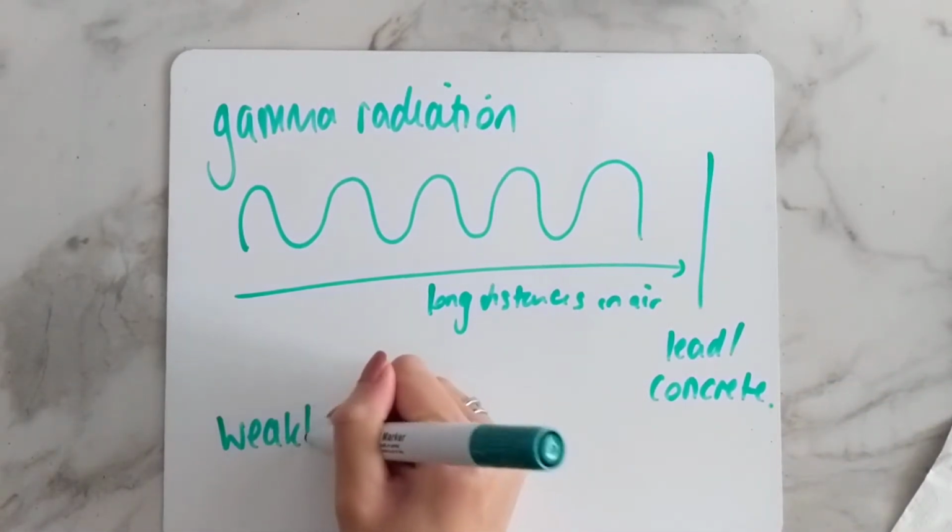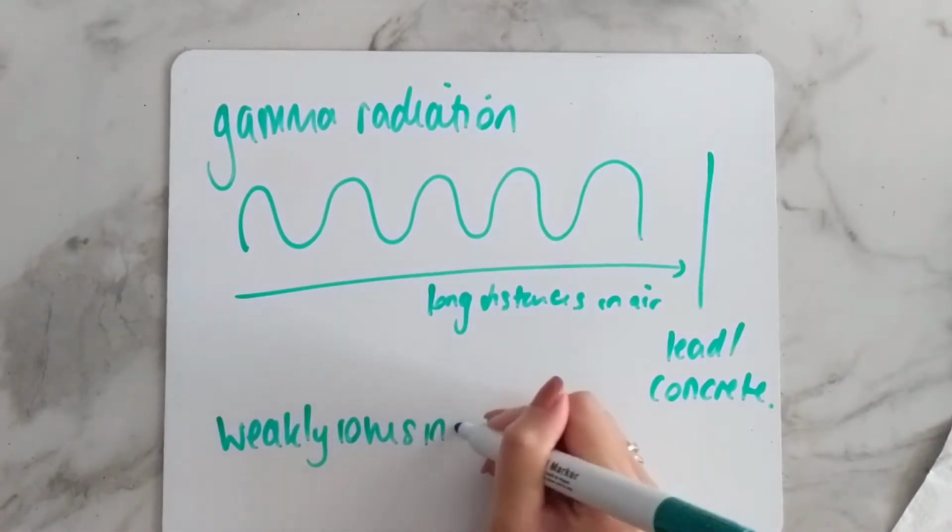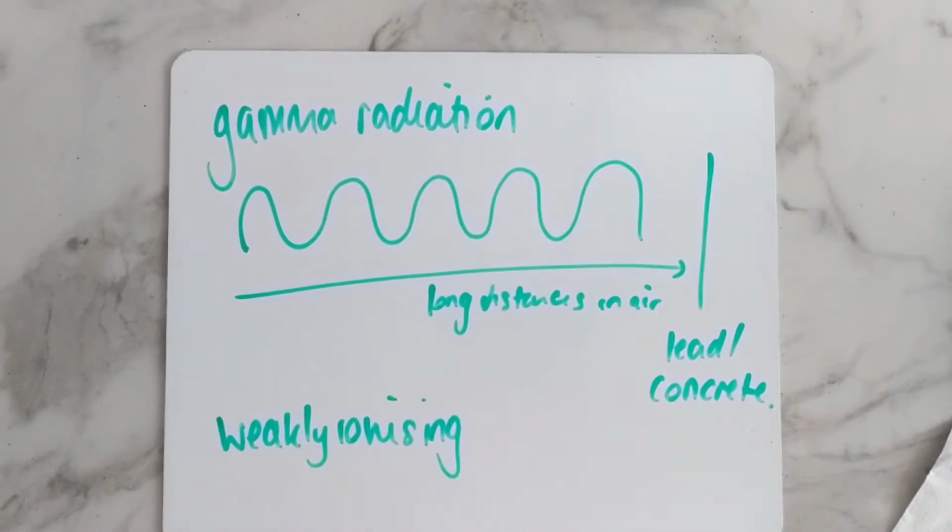Gamma radiation is weakly ionizing. So out of the three, alpha's the strongest, the most ionizing, then it's beta, then it's gamma, and it's because it travels so quickly, it almost doesn't have time to bump into all those atoms around it as it's passing through.